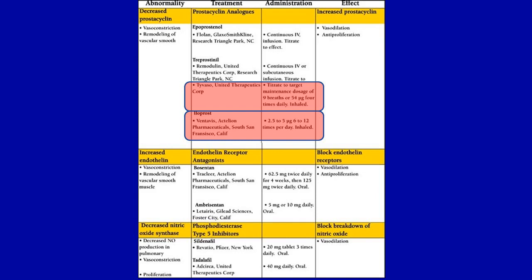So treatment options: as you risk stratify people, you then have to consider what drugs are most appropriate. And as I said, there are 3 pathways that you target. One is the low prostacyclin, and there are prostacyclin agonists out there. Then the high levels of endothelin, and there are endothelin receptor antagonists. And then low nitric oxide. There are ways to supplement the nitric oxide that is available.